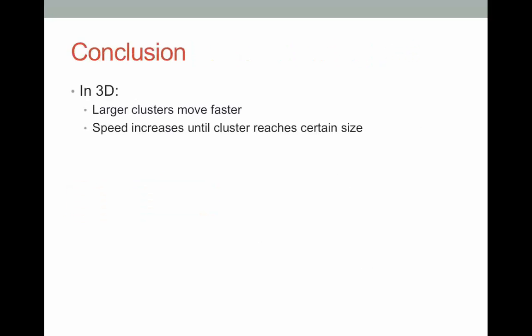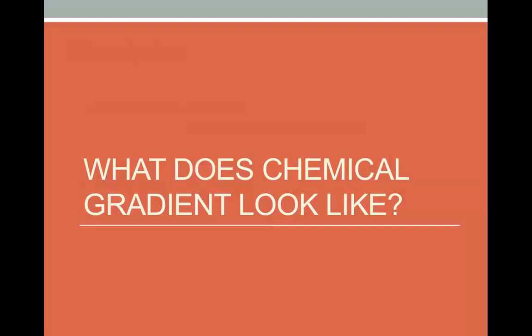So to conclude, we found out that in the 3D environment where a lot of cell migration naturally occurs, larger clusters move faster. And this faster gain in speed happens until the cluster reaches a certain size, where the viscous drag from the surrounding tissue will dominate and no longer give them an advantage in cell migration. While in 2D, speed is not correlated to cluster size. So this insight, we're very excited to get.